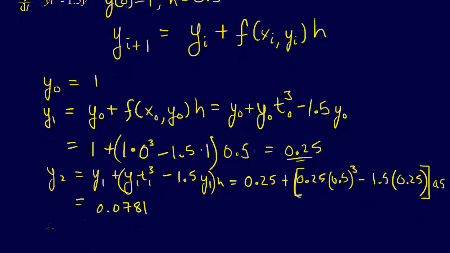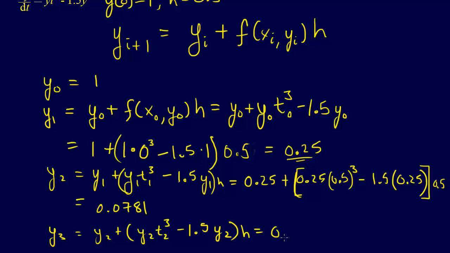I'll start writing it out here. So then we're just going to have y3 equals y2 plus f of t2, y2, which is t2 cubed minus 1.5 y2, times h, and that's going to equal 0.0781 plus, and this is all going to be times h, 0.0781 times t2 cubed, and t2 is going to be 1, right, because we're going by steps of 0.5. 1 cubed minus 1.5 times y2, which is 0.0781, and all that's times 0.5.